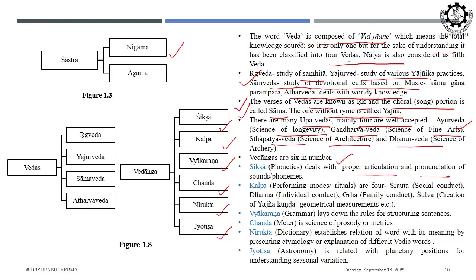Second is Kalpa. Kalpa is performing modes or rituals, and these are 4 types. First is Shrotra Sutra, second is Dharma Sutra, third is Griha Sutra, and then last is Shulva Sutra. These are in the form of sutras. As I told you, just like in mathematics, we have formulas, a plus b whole square, this is a formula. So, in the same way in Sanskrit, sutra is a style of writing or composition.